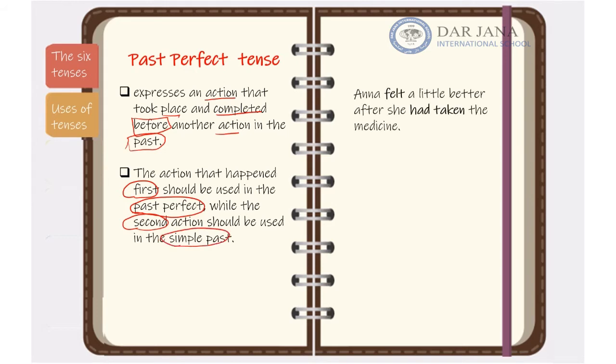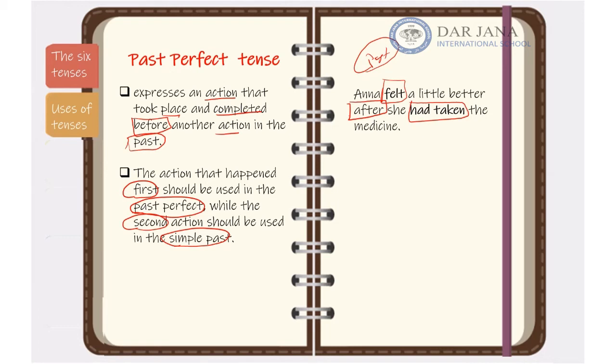Example, Anna felt a little better after she had taken the medicine. Now we know the whole sentence is in the past. This is the first thing we know. We have the first verb, which is the past tense, and the second one, which is had taken. Okay, and the very important word, which is the time phrase here, is the word after. Okay, this term is a conjunction. After shows that there are two actions, one happened before the other.